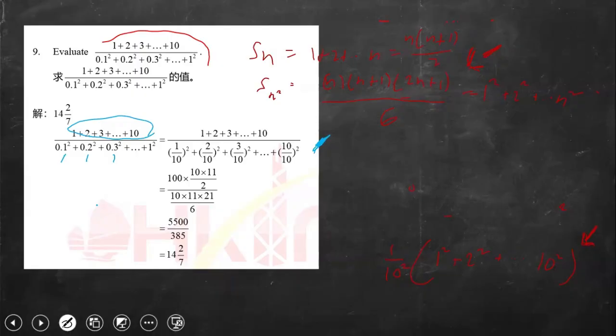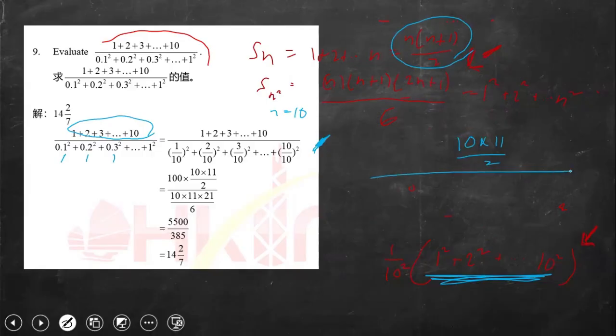So knowing that, we can compute the value of this inside the parentheses. Let me write in blue. If we get the sum of the numbers in the numerator, let's use the formula. We have n is 10, right? According to the formula here, 10 times 11 over 2, and over this thing.